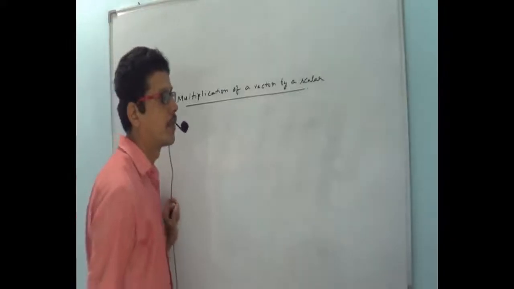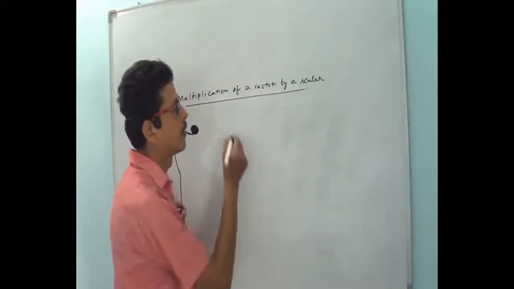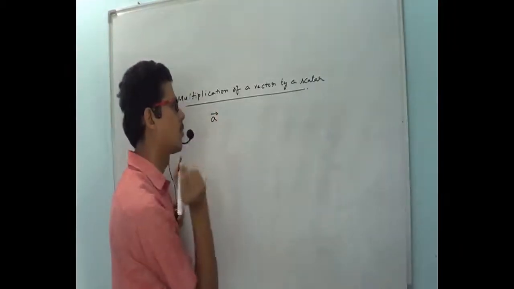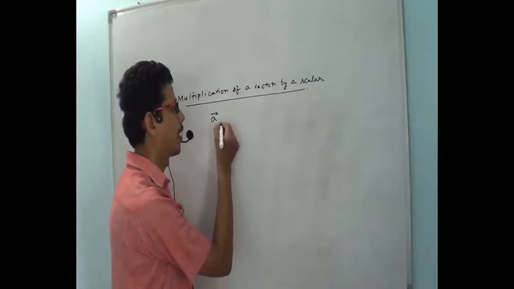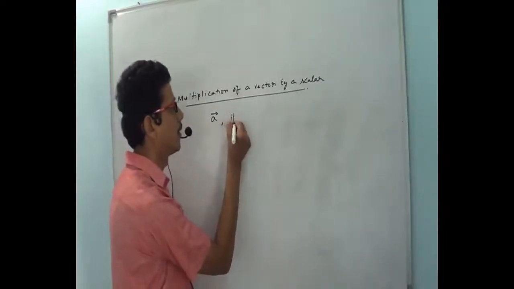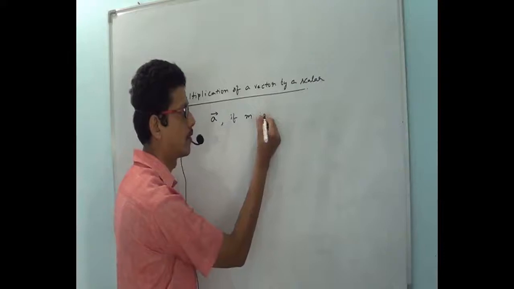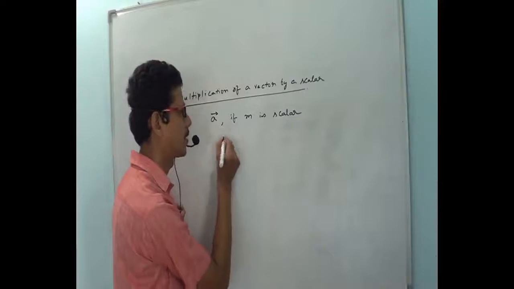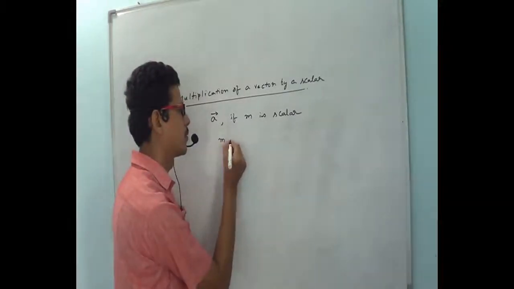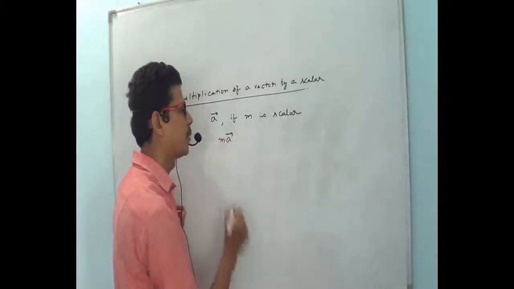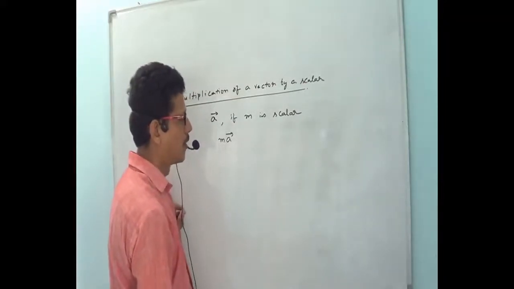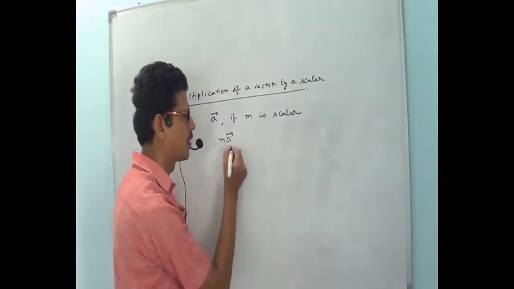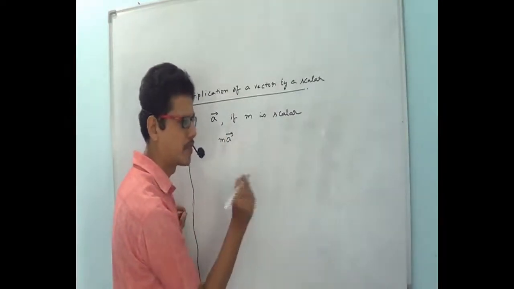Suppose we have a vector which is denoted like this, a bar, or you can keep the arrow also. Now if m is a scalar and I multiply it with the vector, we get this vector as m into a bar. So, for example, if the m value is 5, this vector gets multiplied 5 times.